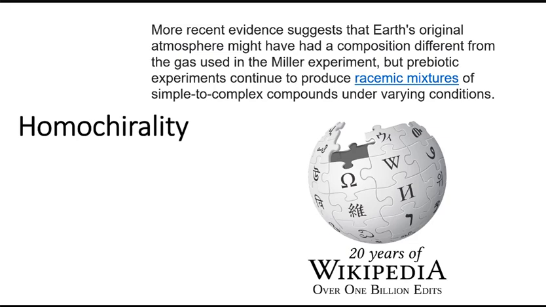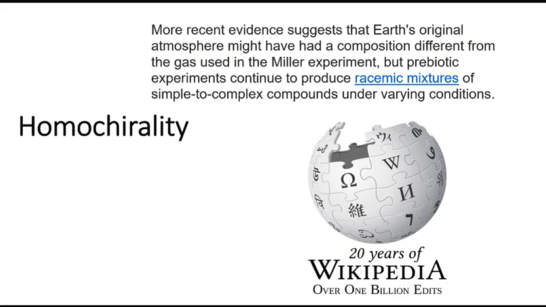This is an extended part of that same article in Wikipedia. It says, more recent evidence suggests that Earth's original atmosphere might have a composition different from the gas used in the Miller experiment. How about that? But prebiotic experiments continue to produce racemic mixtures of simple to complex compounds under varying conditions. Now, if I were just reading that, without knowing any better, I would think that, yeah, it's too bad that the atmosphere in the jar was not the same as the original atmosphere, but they're still coming up with racemic mixtures, and that's probably a good thing.